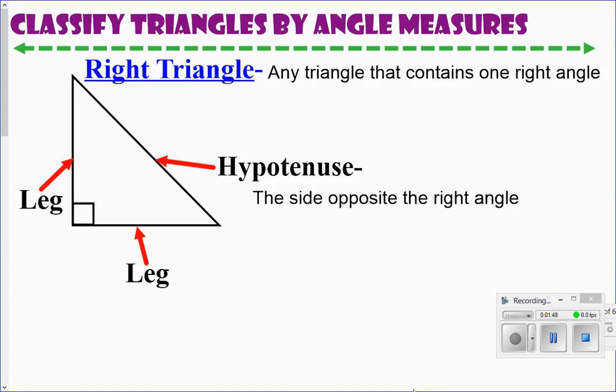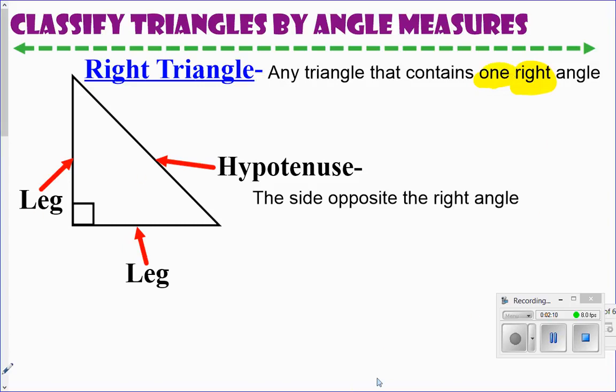Next, we're going to classify triangles by their angle measures. We just looked at classifying them by their side lengths, so now we're going to classify by angle measures. So here we have a right triangle. A right triangle is any triangle that contains one right angle. So we can see we have that here.